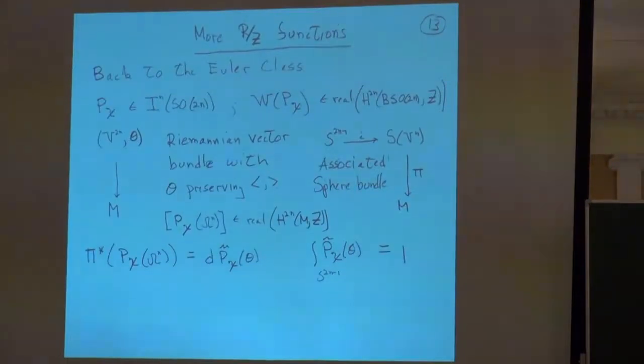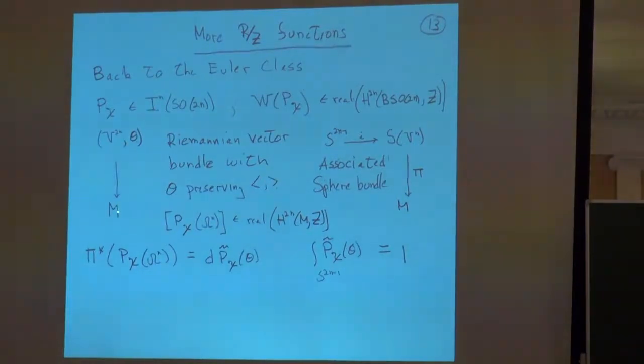Okay, so I want to look at some more R mod Z functions. So we'll go back to the Euler class. I'm creeping up on differential cohomology here. So remember that we had this invariant polynomial, and the Weil image of it was a real integral class in the classifying space and so on.